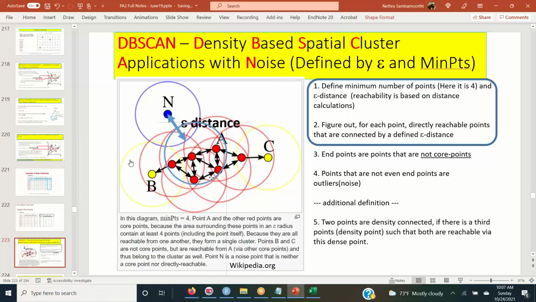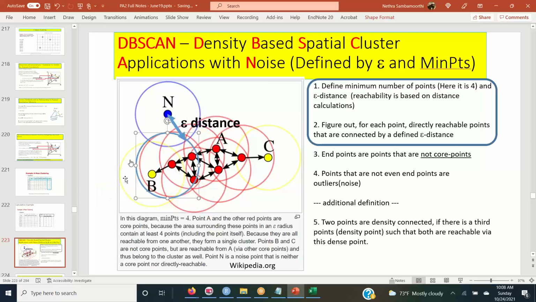How about this point? This is also more than, I think, 4 points. My circle is a little bit smaller in size. And so that is also an interior point, right? Like that, we have to move around and check every point. How about this point? This is also an interior point because it has 4 points. It has, of course, the B point also inside, but it has 4 points.